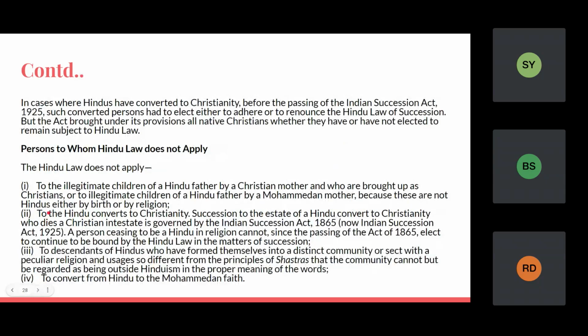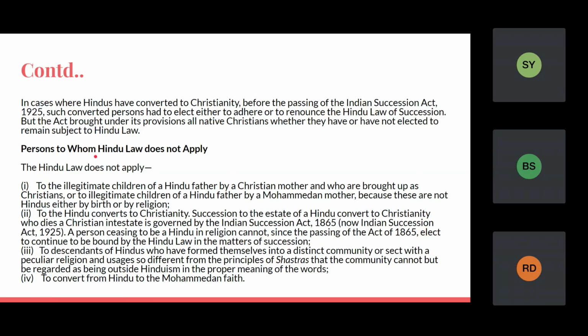Now, in cases where Hindus have converted to Christianity, before the passing of the Indian Succession Act 1925, such converted persons had to elect either to adhere, in the sense either to follow or to renounce, the Hindu law of succession. But the Act brought under its provisions all native Christians, whether they had or had not elected to remain subject to the Hindu law. So any Hindu who got converted to Christianity before the passing of this 1925 Act was supposed to make a choice, either to elect or to renounce, in the sense either to choose or not to choose, the Hindu law of succession.